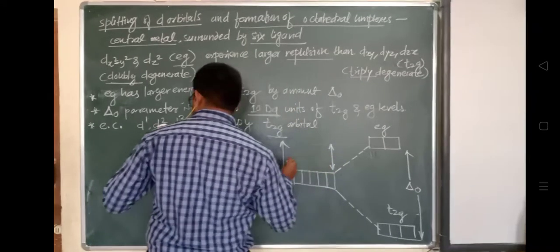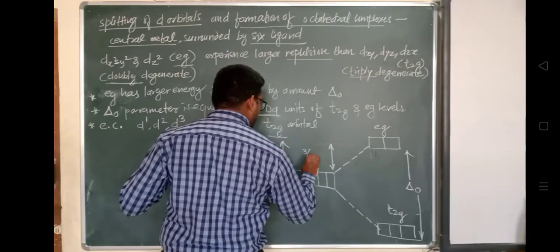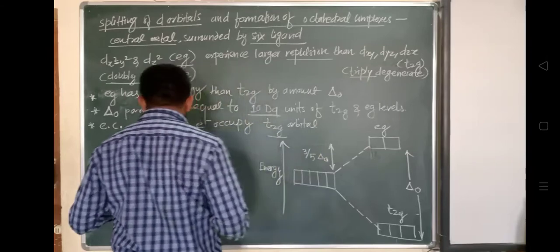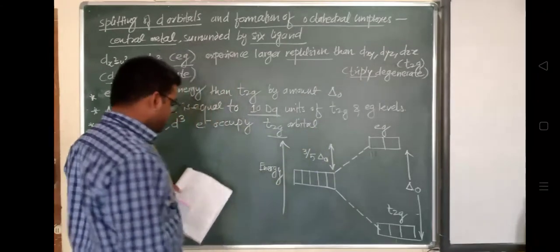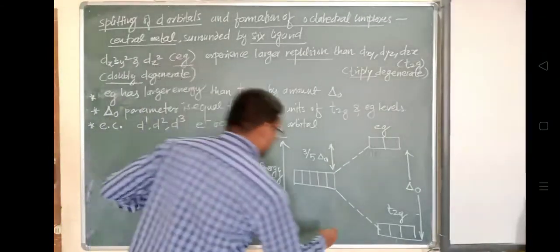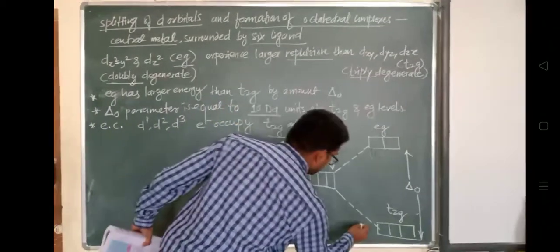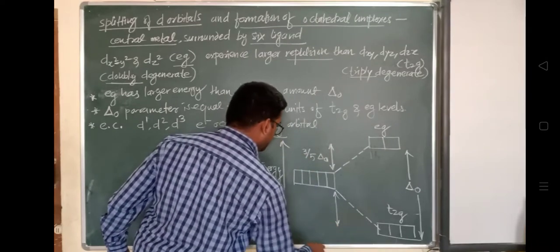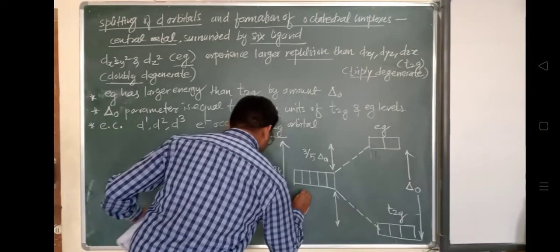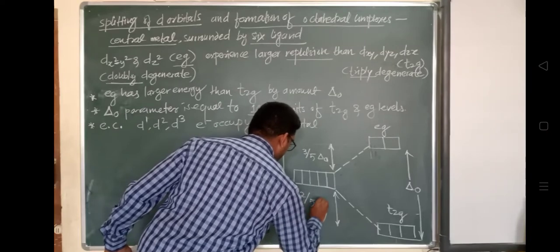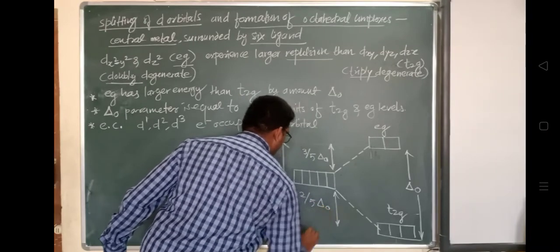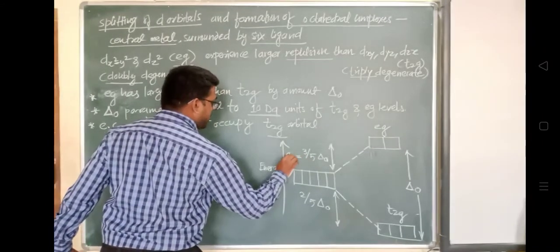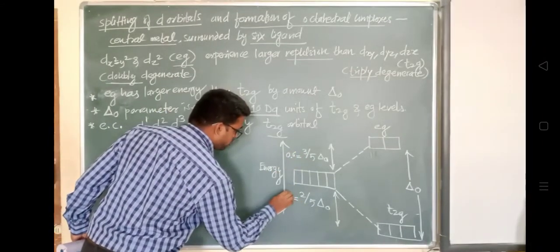This is related to 3 by 5 of delta naught. This energy level is 3 by 5 of delta naught, higher energy. What does 3 by 5 mean? Higher energy. And this one, if you see, this energy difference from the original orbital is 2 by 5 of delta naught. So 3 by 5 means around 0.6, and 2 by 5 means 0.4.